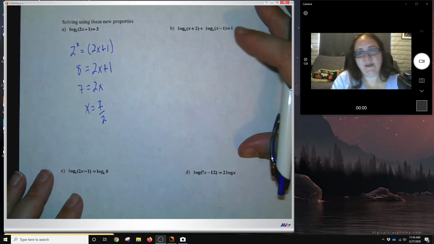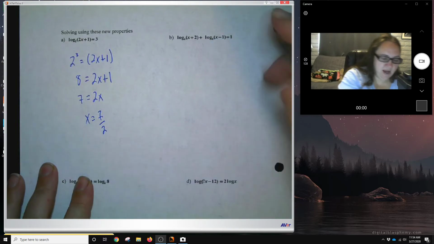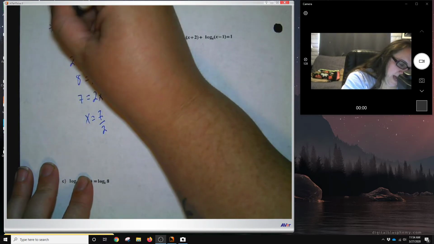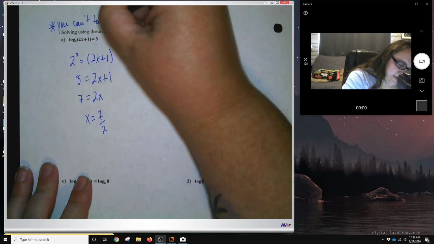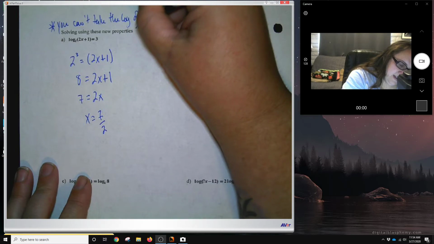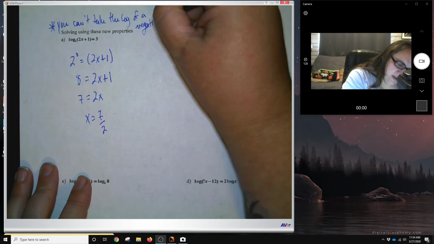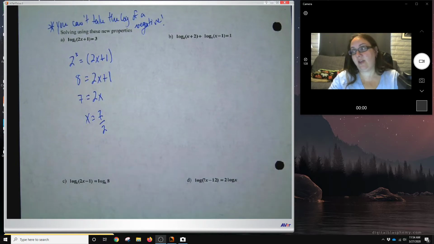Now, one thing that I didn't mention last time that I should have when we were solving these log equations is that we should always be checking. So keep in mind that you can't take the log of a negative. So just like with the square roots, we should always be checking our answers here to make sure that I don't ever accidentally take the logarithm of a negative number.